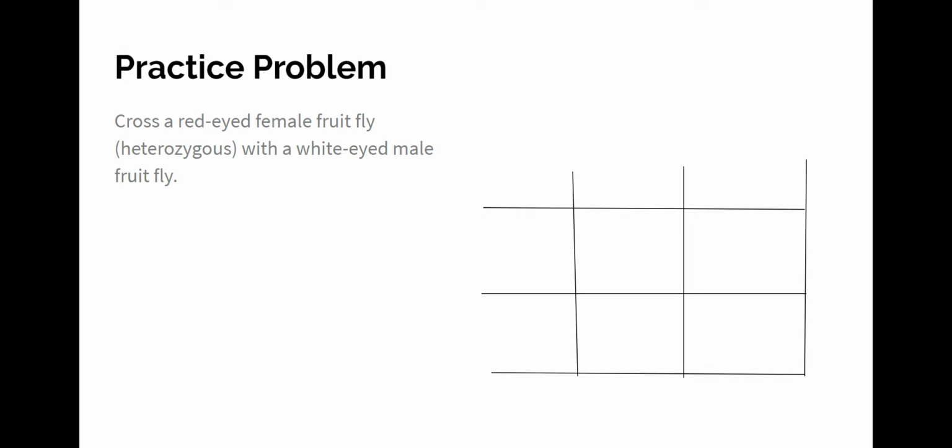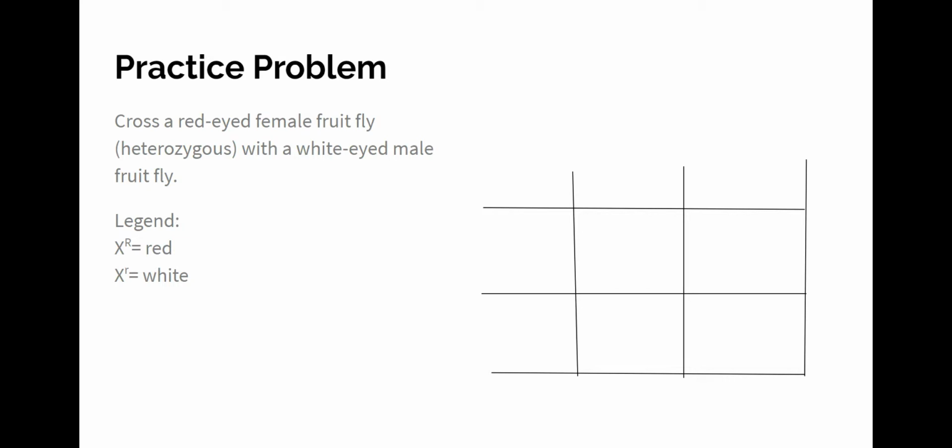So here is a practice problem that we can go through to look at how to do sex-linked problems. There is no difference to these problems than there would be a monohybrid. The only difference is you have to remember your X's and Y's because it's sex-linked. Sex or X-linked. We're going to cross a red-eyed female fruit fly who is heterozygous with a white-eyed male fruit fly. Start with your legend. I need to say that X big R is going to be my red eyes and X little r is going to be my white eyes.